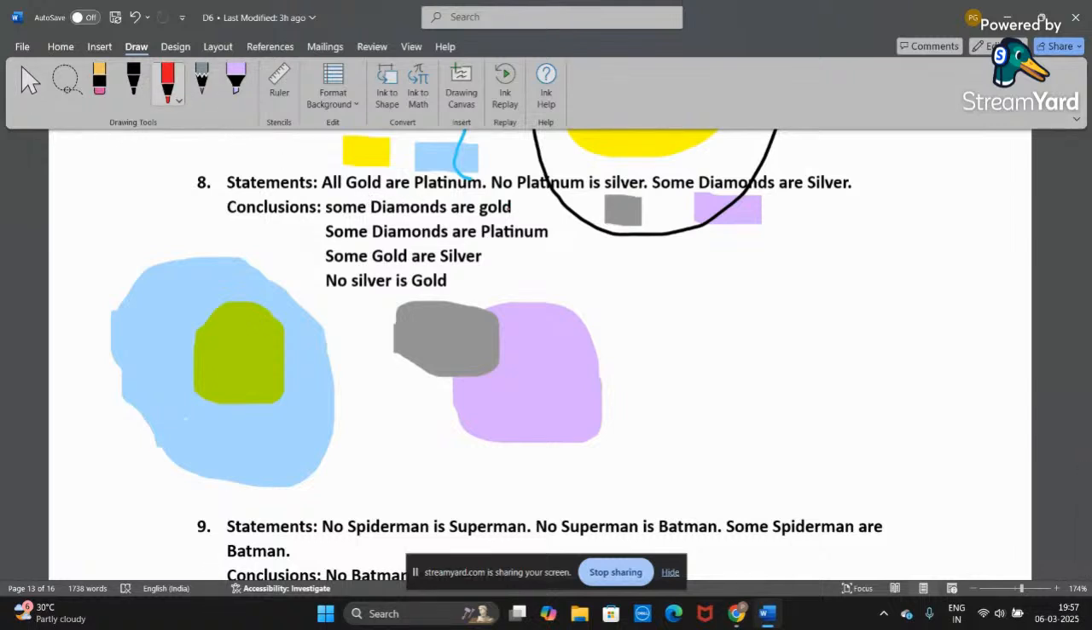Some diamonds are gold. See, diamond is here, gold is here. Does that satisfy? No, right? So it is wrong. So some diamonds are platinum. See, platinum is here, diamond is here. Does it satisfy? No, this is wrong.